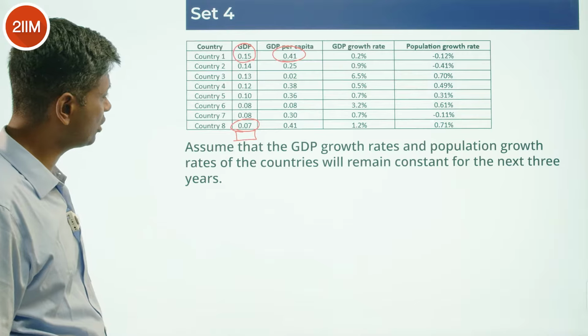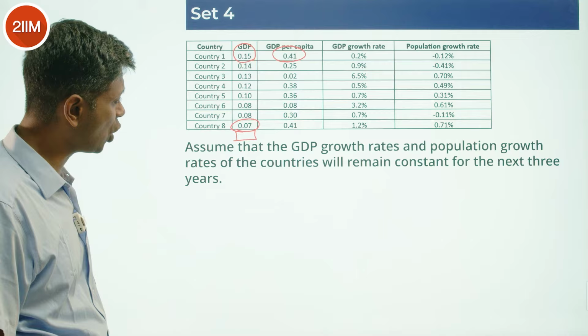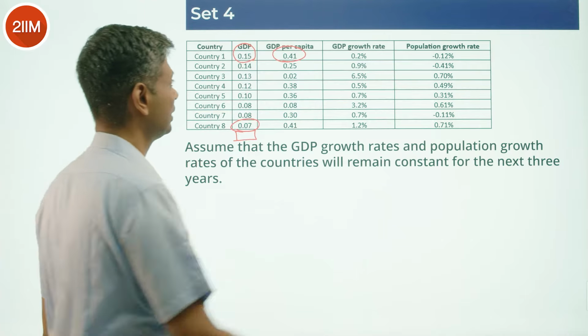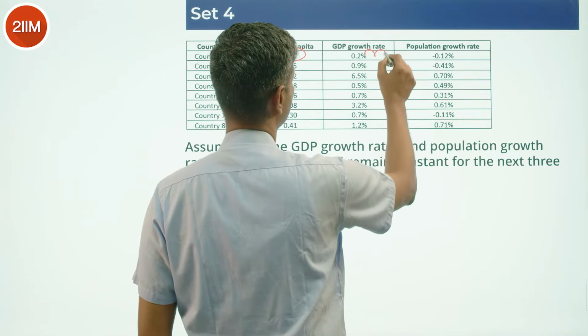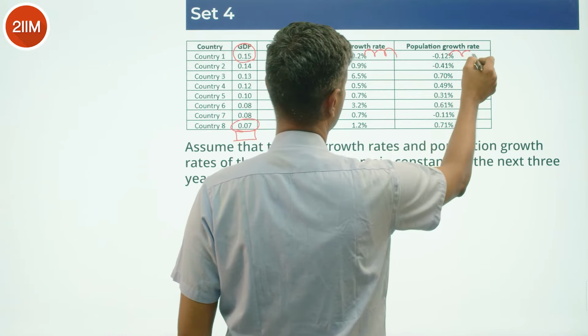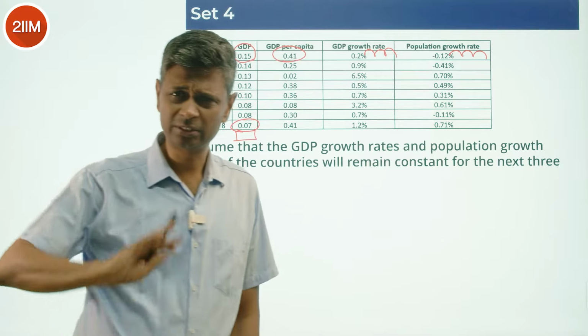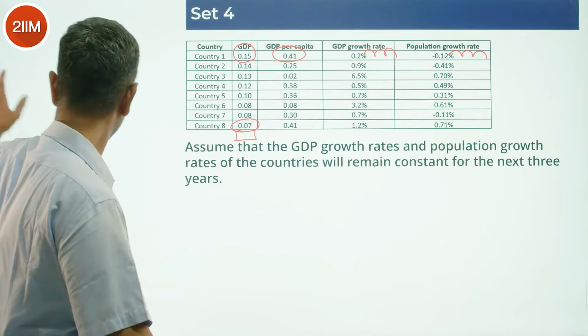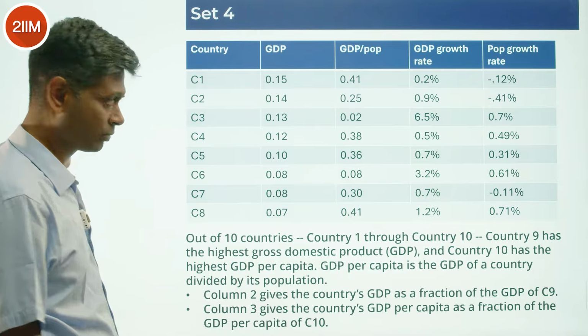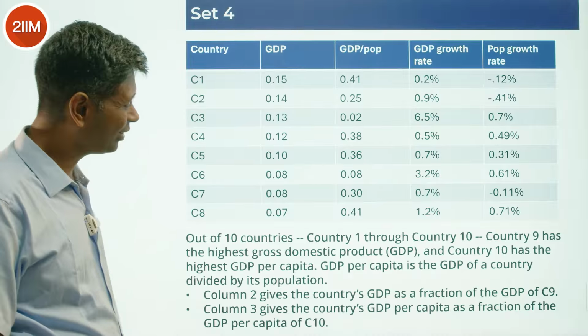Assume the GDP growth rates and population growth rates of the countries will remain constant for the next 3 years. This year, next year, year after that. Same numbers, same growth rates. Interesting. Let's go look at the questions. And before that, we've got to put all these data in here.